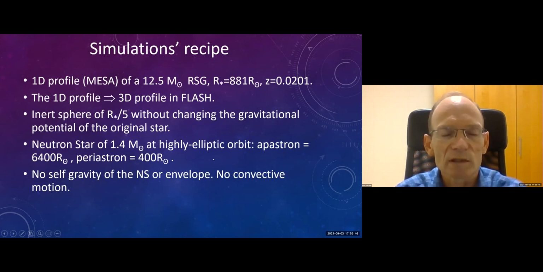We do not include the self-gravity of the neutron star or the perturbed envelope. We consider it to be a minor effect, and we do not take into consideration convective motions inside the envelope of the giant.